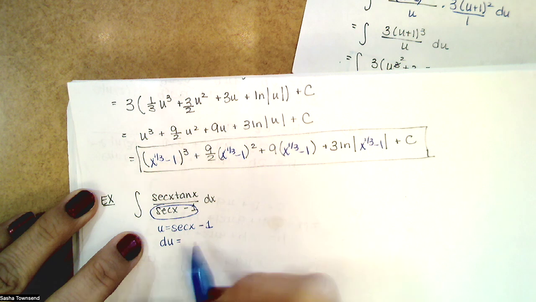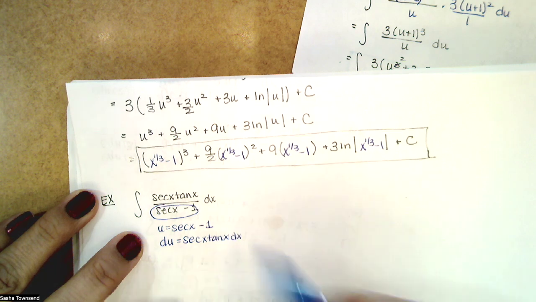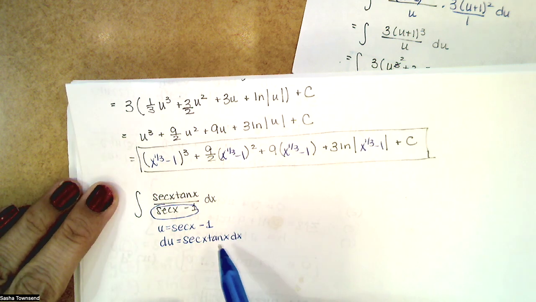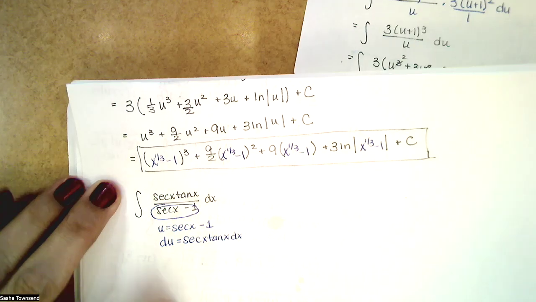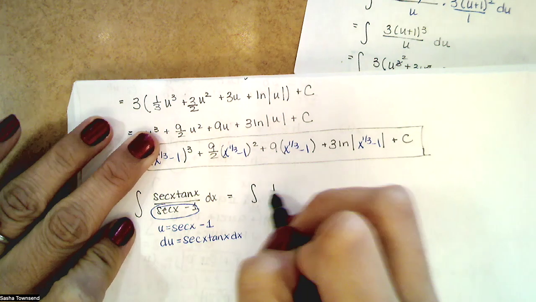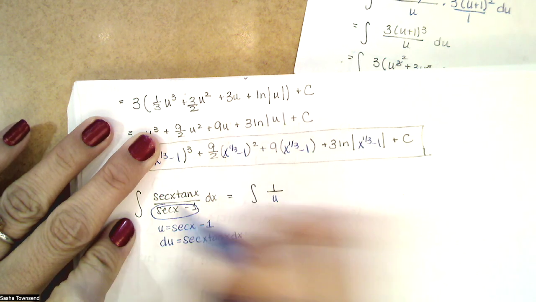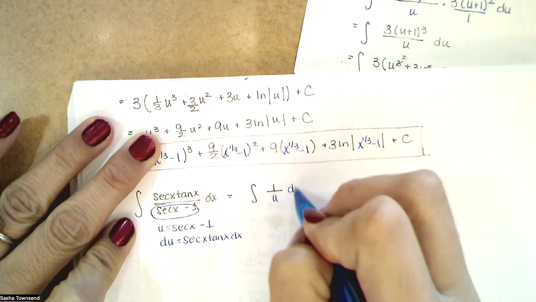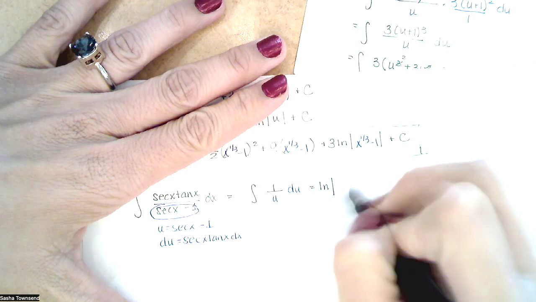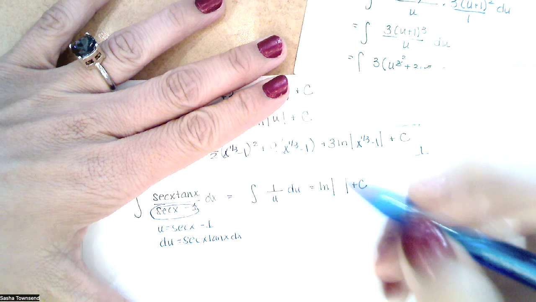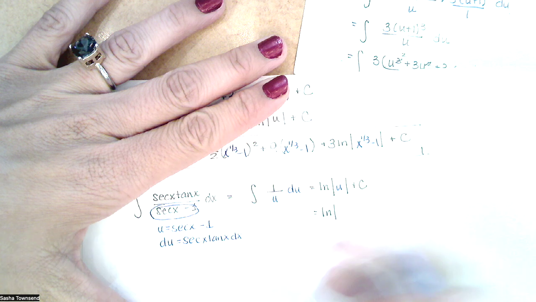Then we compute du. The derivative of secant of x is secant of x times tangent of x dx. And then we say, is that a part of our integrand? Do I have that as a factor of my integrand? And I do. I've got a secant of x dx right there. So this becomes a 1 over u, so I've got my u in the denominator, and secant of x tangent of x dx is the same as du. So we just end up with a 1 over u du. The antiderivative of 1 over u is the natural log of the absolute value of u plus c. And then u is actually secant of x minus 1.